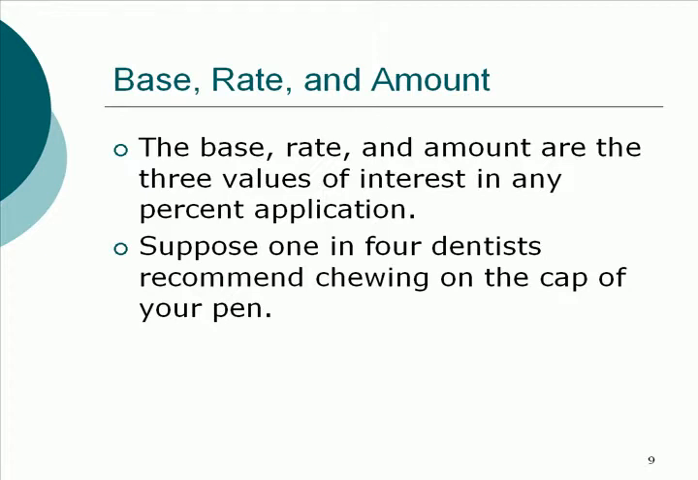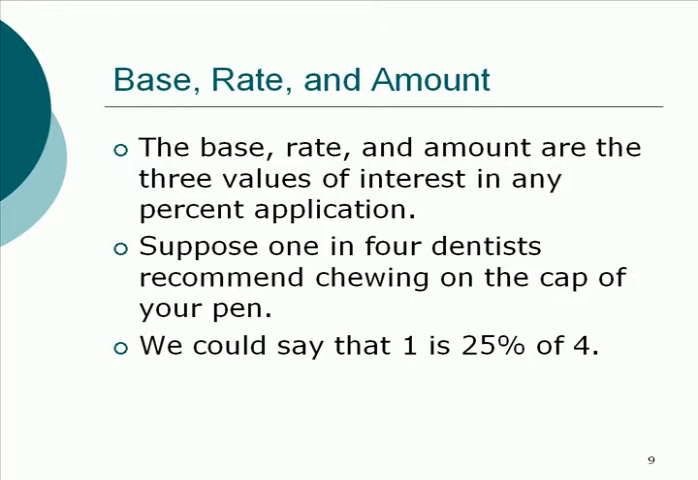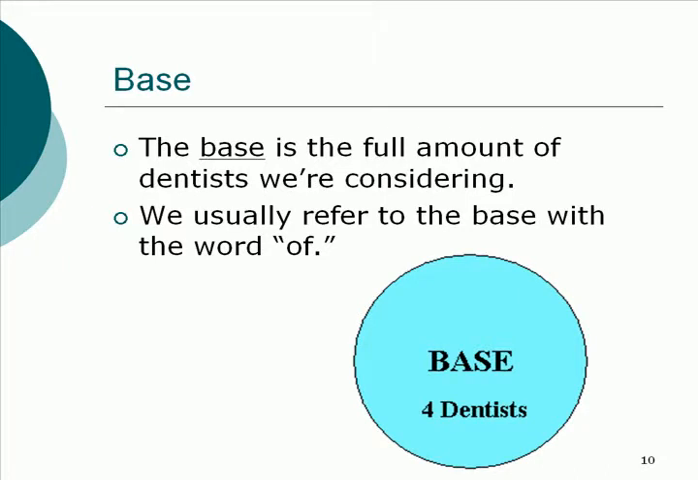Ultimately, you could say that 1 out of those 4 dentists is 25%, right? That's a nice simple problem to think about. Well, the first part, your base, is the full amount. In this case, that's the 4 dentists. On your quiz, that's the total number of points possible. If you're talking about a sale price or something, it's the original price. The base is the whole works.